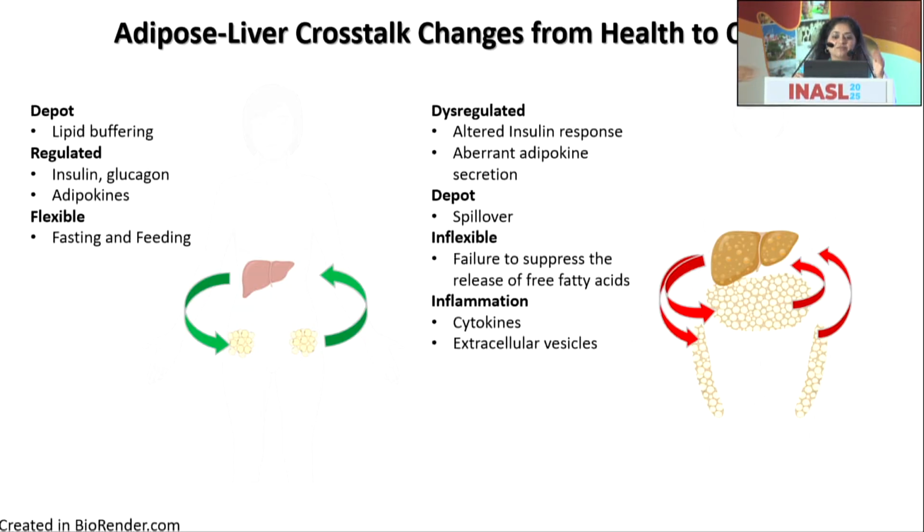We know that adipose liver crosstalk changes from health to obesity. In health, shown on the left, the adipose tissue performs its depot function and does lipid buffering. This is highly regulated by hormones such as insulin, glucagon, and adipokines. And the adipose tissue is quite flexible between fasting and feeding states. Whereas in obesity, the adipose tissue is dysregulated, there is an altered insulin response, aberrant adipokine secretion, there is a spillover effect of free fatty acids from this dysfunctional adipose tissue. The adipose becomes inflexible and inflamed.